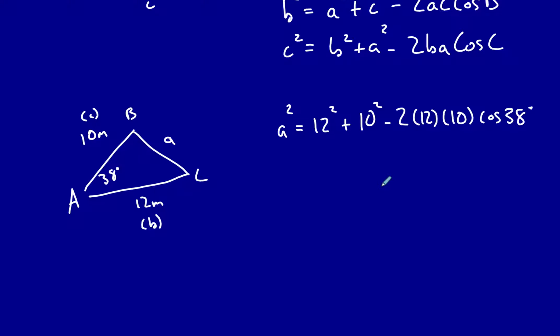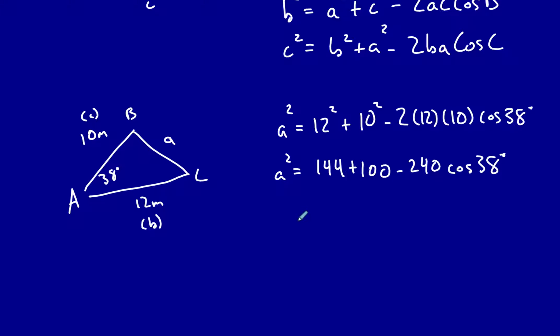So here, this is a really simple one. You just have to plug and chug and go through the process. So we'll say that A squared is equal to 144 plus 100 minus 2 times 12 is 24 times 10 is 240 cos of 38. Unfortunately, my calculator on my computer isn't really working right now.